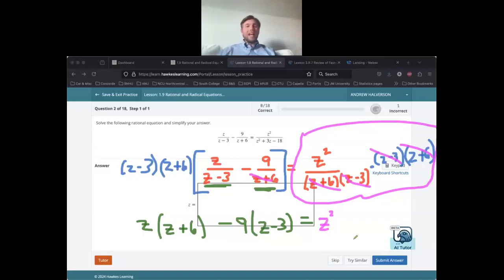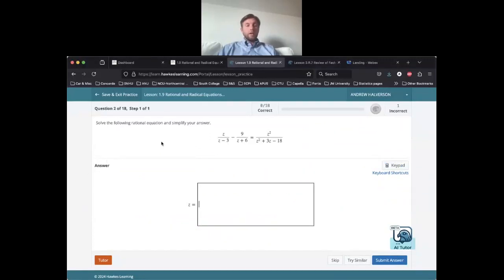You got to get rid of your parentheses. Now you got to actually go through the rest of your process like you did in the past. Get rid of your parentheses, combine your like terms, get variables to one side, numbers to the other, just like you normally would. So we continue the problem. Let me actually type it, probably a little easier. So when I do it, I get z times z plus 6 minus 9 times z minus 3 equals z squared.